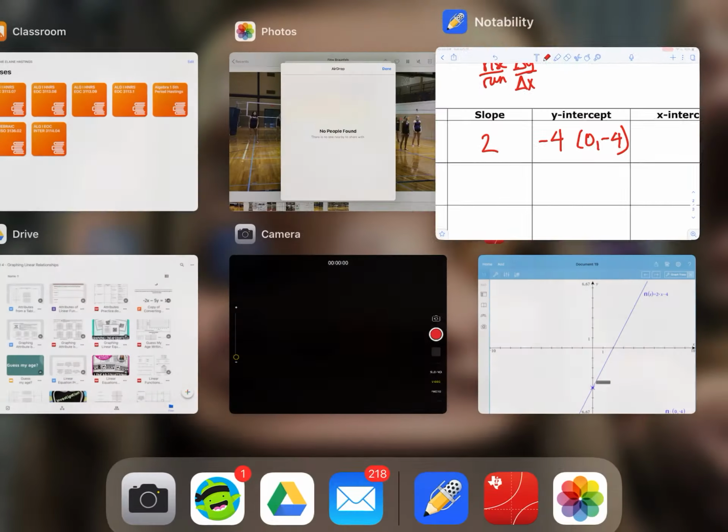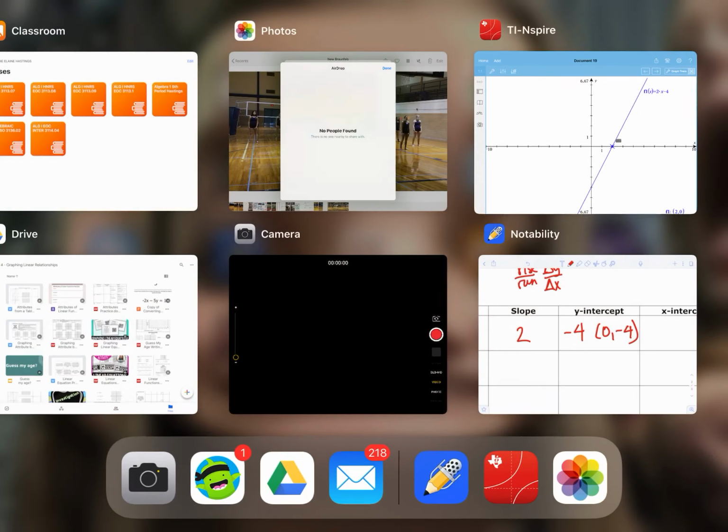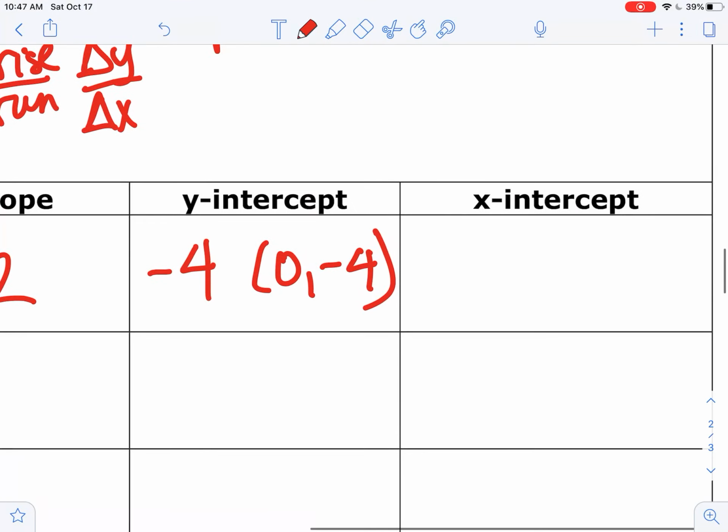Now the next thing that we need to do is find our x-intercept. So using that graph trace tool, I'm going to go to the x-axis, going along, and boom, here is my x-intercept. It says 0 on my calculator because that's one of the vocabulary words that you need to know, and it is 2, 0. So I'm going to come over here. You might see it written like this, x equals 2. You might see it written like this, 2, 0.